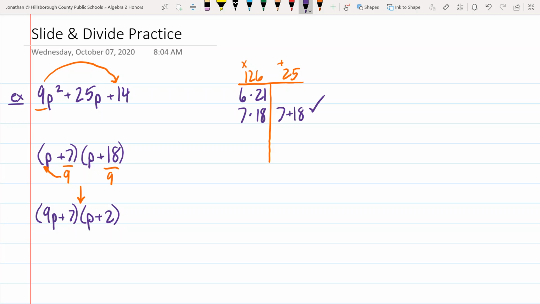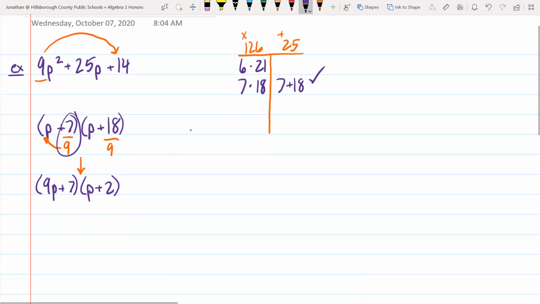The tricky part with slide and divide is, remember, if you have a fraction that you can reduce, like say this was 6 over 9, you'd have to know that before you slide that 9 to the front. You need to reduce it to 2/3 first. So let's move on and do some more examples. Now this one's not solving. We're just sticking with the factoring part first.